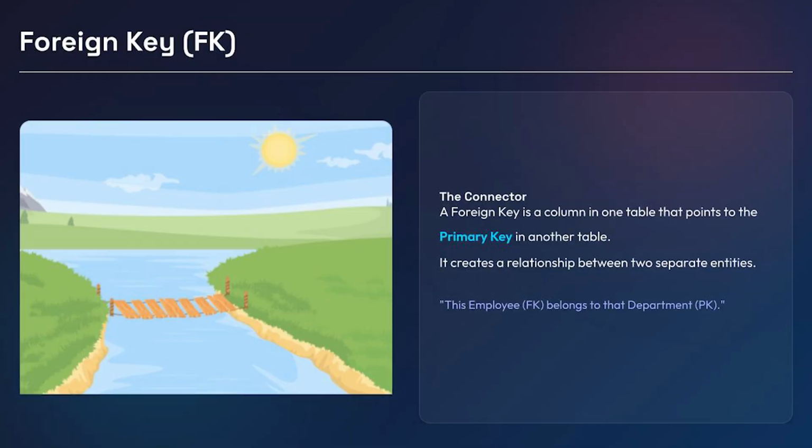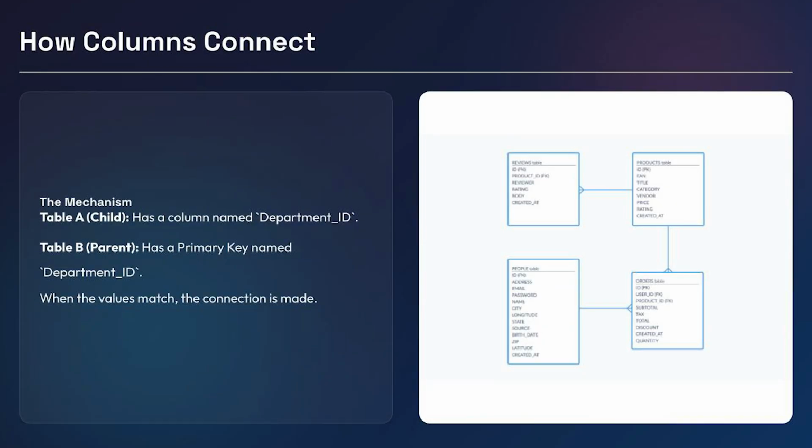And what are foreign keys? So a foreign key is a column that creates a relationship between two tables. It references a primary key in another table. For example, in the employees table, there's a column called department ID. That column points to the department's table, where department ID is a primary key.